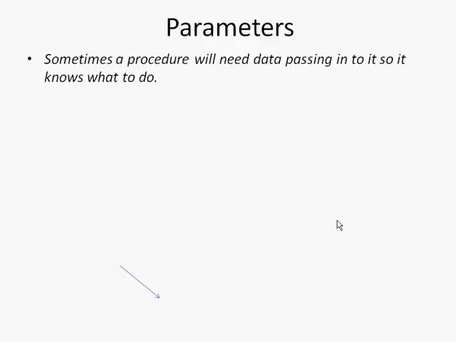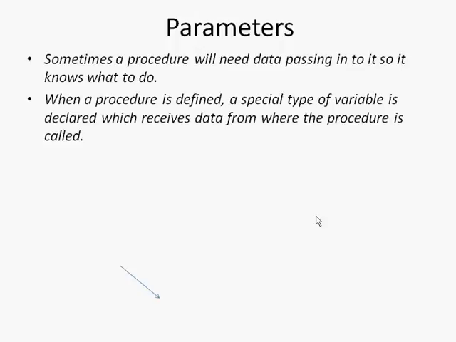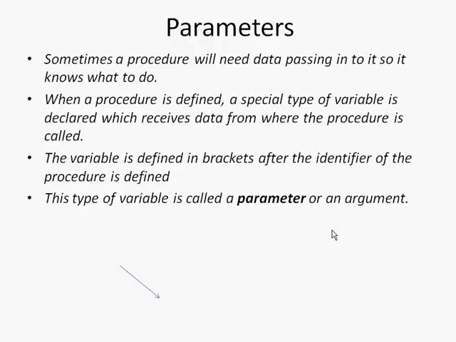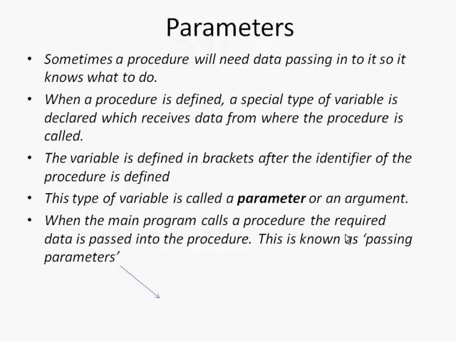Before we look at functions, another important part of subroutines is something called parameters. Now we're going to define parameters, then we're going to look at an example. Sometimes a procedure will need data passing into it so it knows what to do. When a procedure is defined, a special type of variable is declared which receives data from wherever the procedure is called from. This variable is defined in brackets after the identifier of the procedure. This type of variable is called a parameter, also known as an argument. When the main program calls the procedure, the required data is passed into the procedure, and this is known as passing parameters.